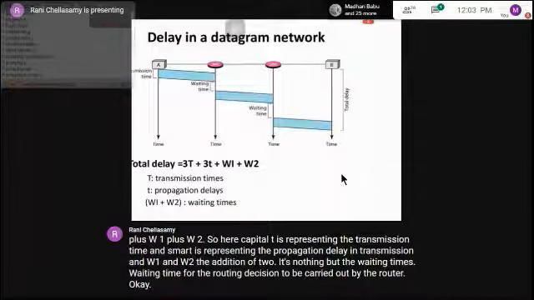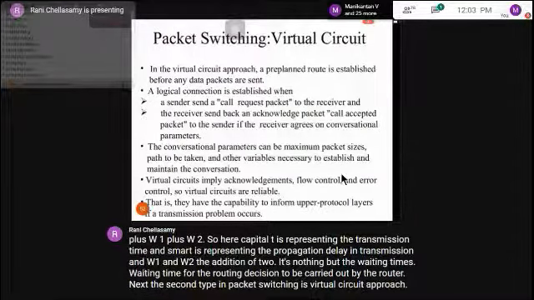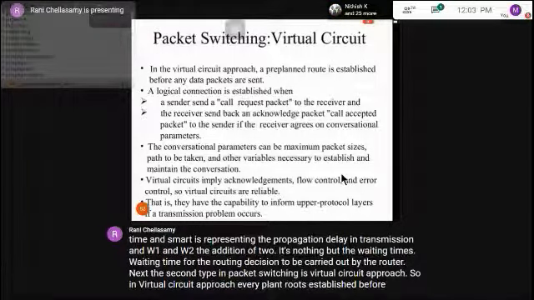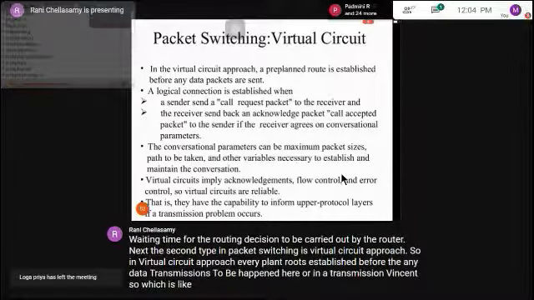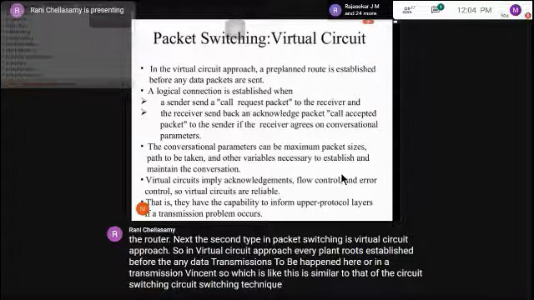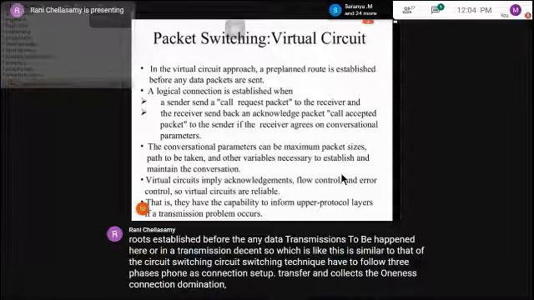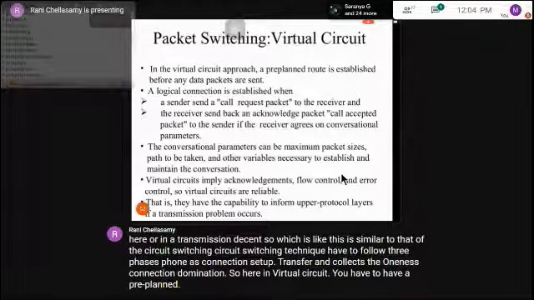Okay. Next, the second type in packet switching is the virtual circuit approach. In the virtual circuit approach, a pre-planned route is established before any data transmission happens, which is similar to circuit switching. In the circuit switching technique, you have to follow three phases: connection setup, data transfer, and connection termination. So here in virtual circuit, you have to have a pre-planned route.